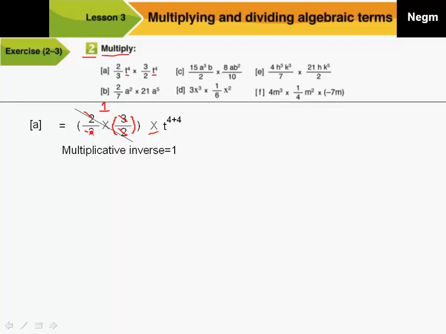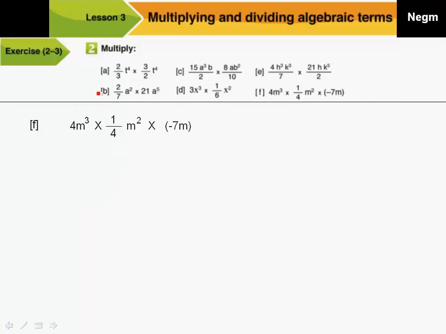Or in another way, here is 2 and here is 2, they can be eliminated together. Also 3 can be eliminated with 3. So this will equal 1, multiplied by t to the power 8. This is the answer, t to the power 8. B is the same. And the C, also D, E.